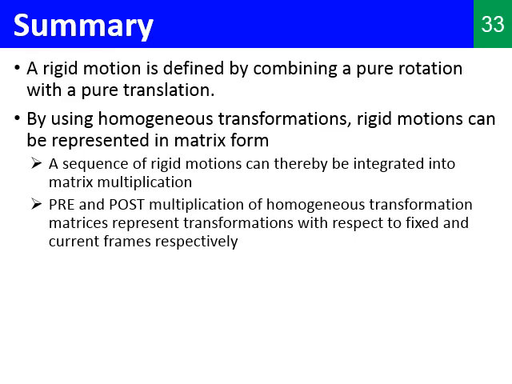Now, using homogeneous transformations, we can convert the rigid motions into matrix form, and in particular, a sequence of rigid motions could be represented using matrix multiplication. And similar to what we had with rotation matrices, if we are doing a transformation in the fixed frame, then we would pre-multiply the matrices, or else if we are performing an operation with respect to the current frame, we would do post multiplication.